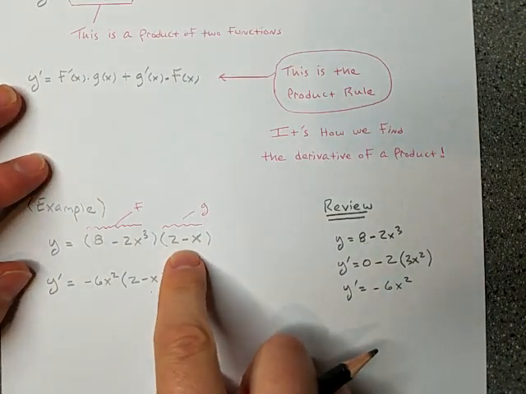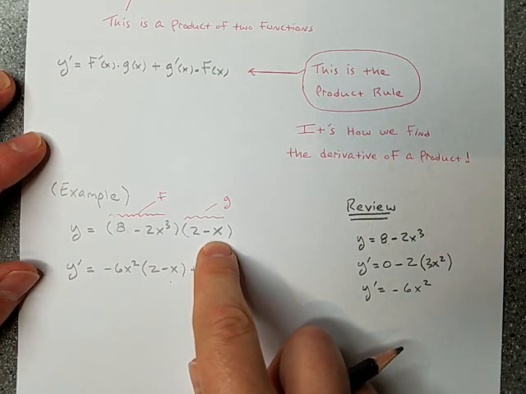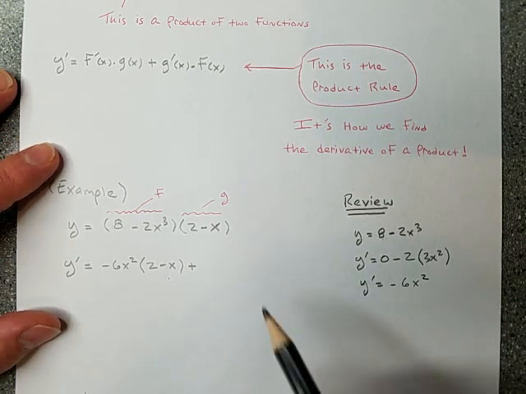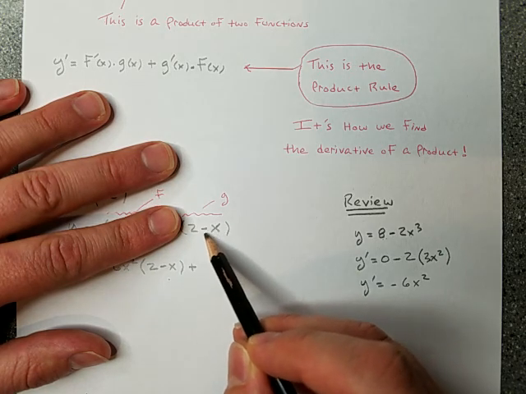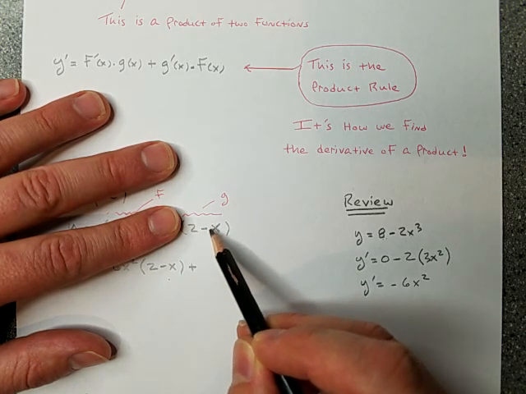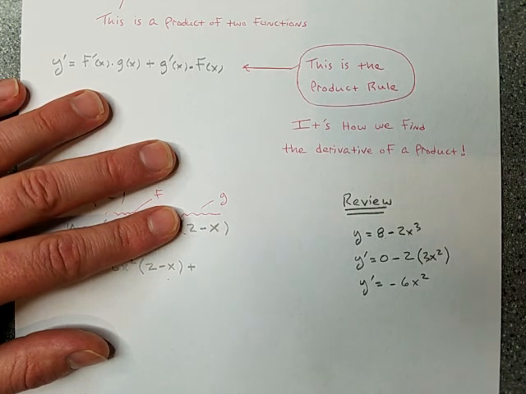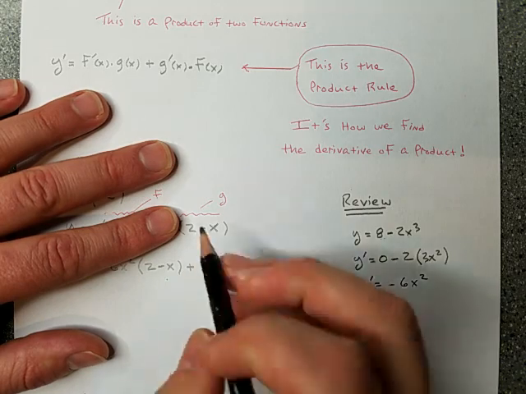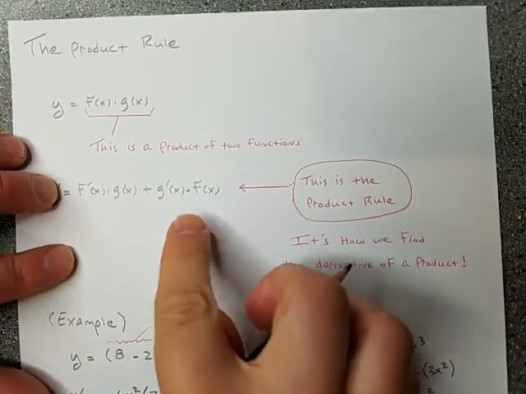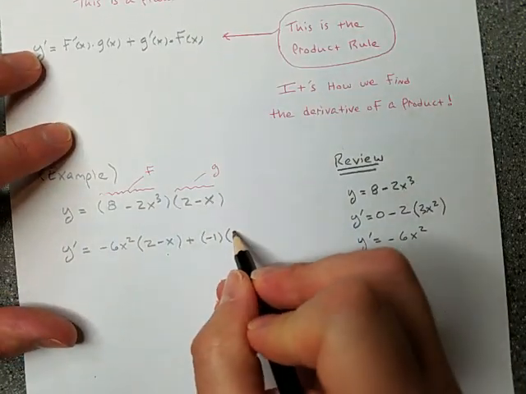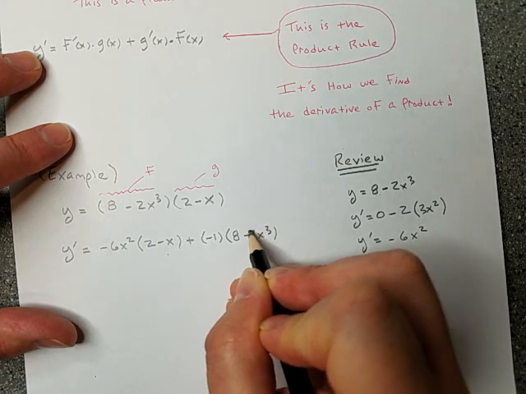What's the derivative of 2 minus x? Well, at least the way that I taught you to do that kind of thing before is that if you looked at 2 minus x all by itself, that would be a line of slope negative 1. And the derivative of something does tell you its slope. So the derivative of 2 minus x all by itself is negative 1. All right, so I'm going to put a negative 1 like that. And then times f, g prime times f. F is 8 minus 2x to the third power. Okay, and there's the product rule.